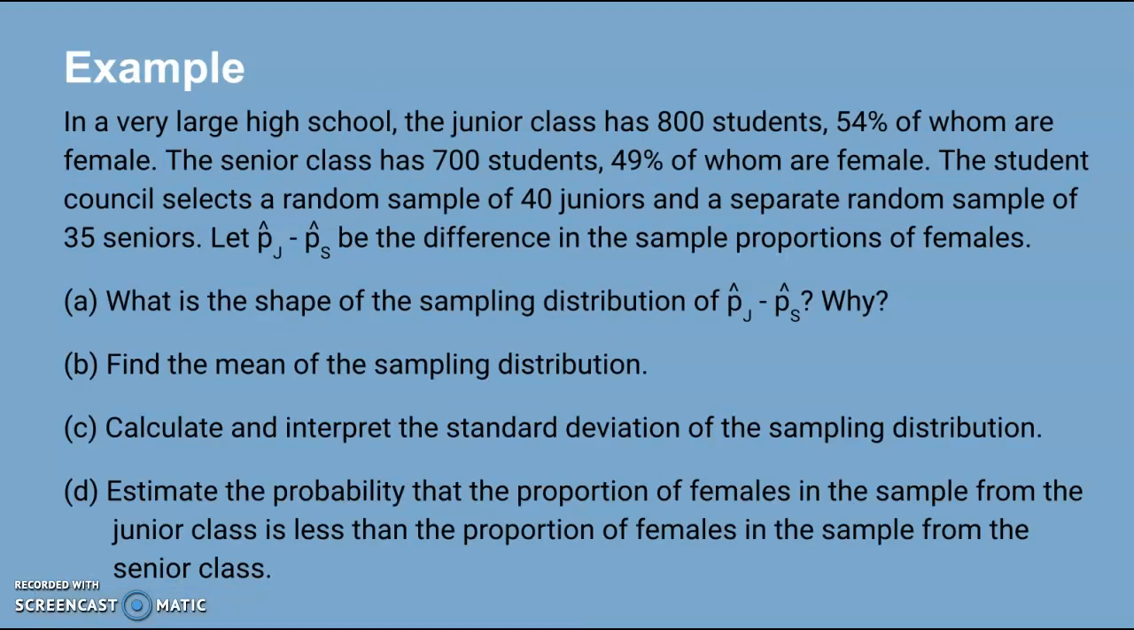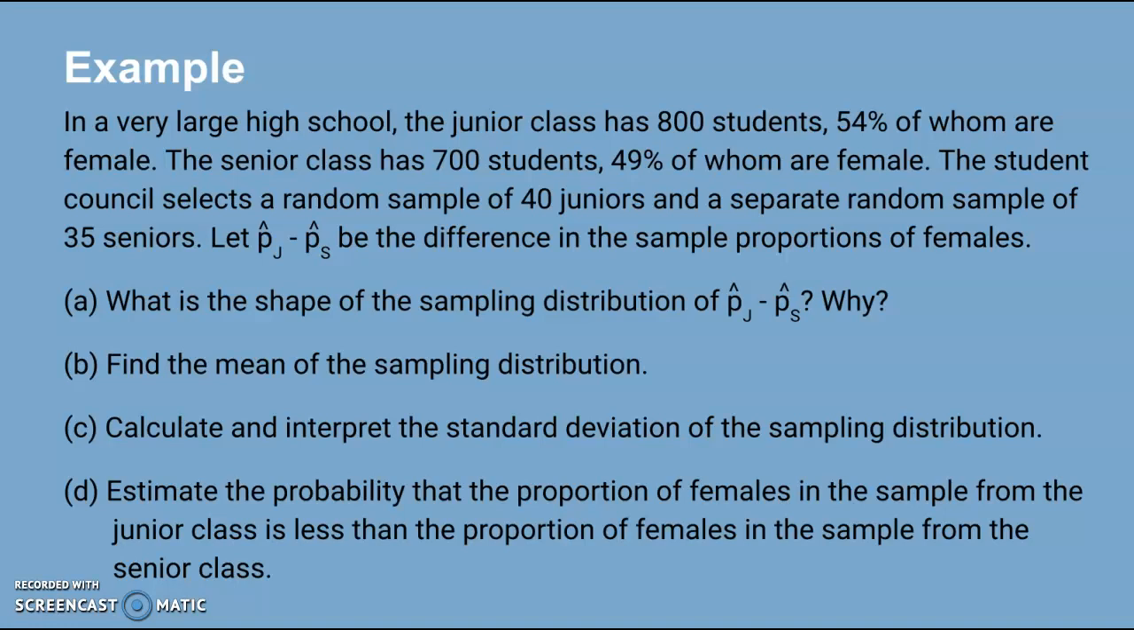So here's an example. Suppose there's a very large high school with a junior class of 800 students, 54% of whom are female, and a senior class with 700 students, 49% of whom are female. The student council selects a random sample of 40 juniors and a separate random sample of 35 seniors. And we're going to let p hat J minus p hat S be the difference in the sample proportions of females, and note that we're subtracting juniors minus seniors. Also note that these two populations are independent. Someone is either a junior or a senior. They're not in both of those groups.